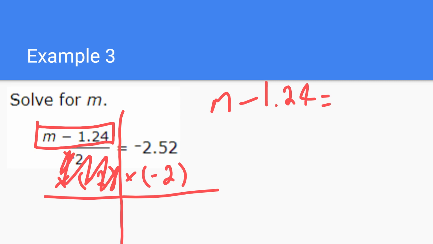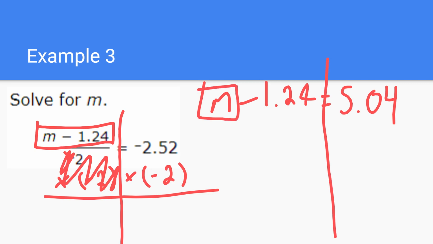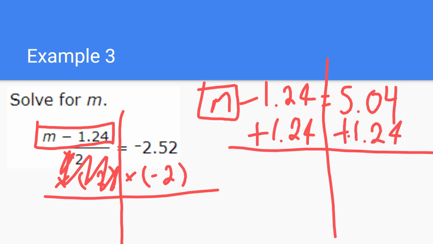negative times 2, -2. That gives me 5.04. So again, draw my river, box up my variable. I'm left with minus 1.24. So I'm going to add 1.24 on both sides. Plus 1.24. Dang, that looks really messed up.